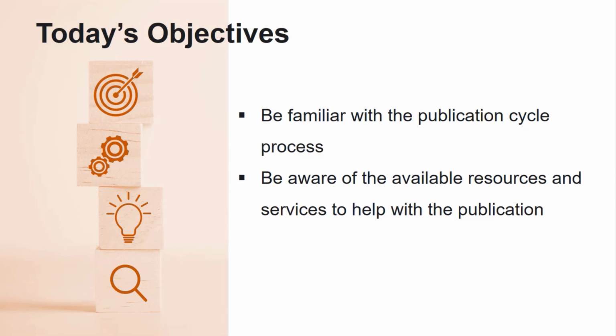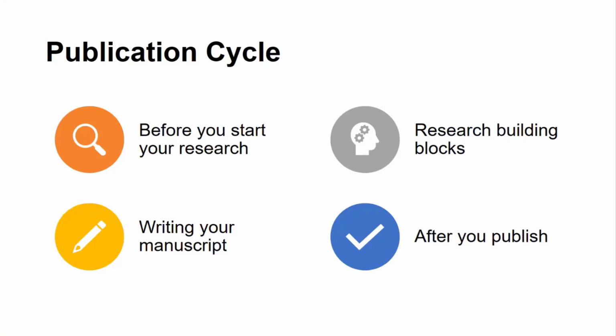To help to overcome some of these barriers, staff at the UHN Libraries have put the Publication Cycle web guide together, and in this session, we will review the steps that are involved in the publication cycle. For some of the steps, we will go more in depth, and some of them will just be an overview. What is the publication cycle? The publication cycle consists of 4 steps: before you start your research, research building blocks, writing your manuscript, and after you publish.